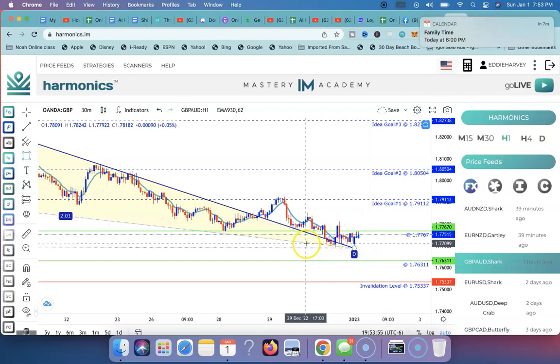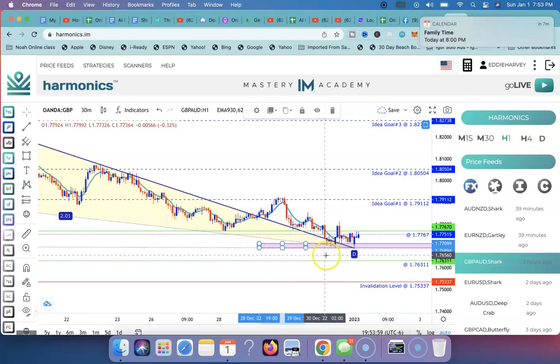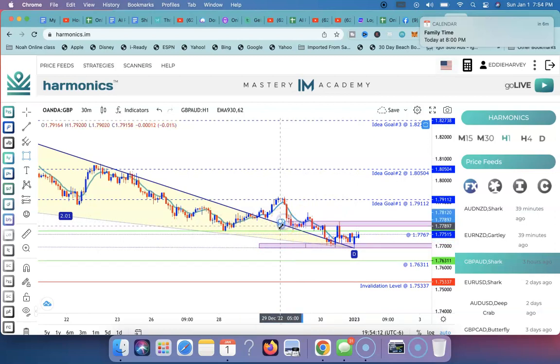But that doesn't mean I'm going to get in. I'm going to create my support zone here, and then I'm going to create a buy zone, because I have resistance here, here, and here. So I'm going to create it right here. Now if you look right here, I got consolidation and some market structure. Price came down here, bounced back up here, came back down here, and now came back up here.